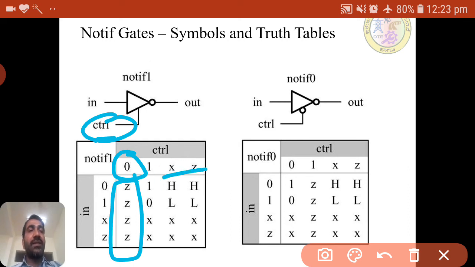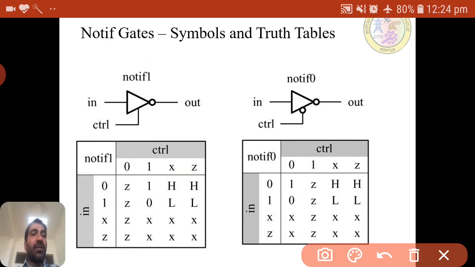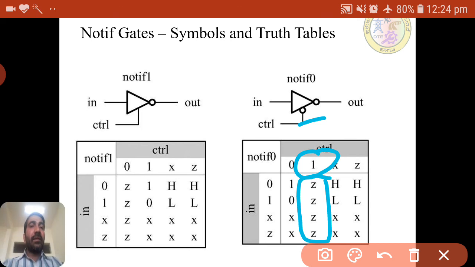In other cases, when the control signal is X and Z, the output will be H and L, meaning it is the inverse of that; the strength level is high and low compared to buffer. Similarly, the notif0 gate is active when the control signal is 0. In that case it is the complement: 0 gives 1 and 1 gives 0. And when the control signal is inactive, that is the input is 1, the output is high impedance.